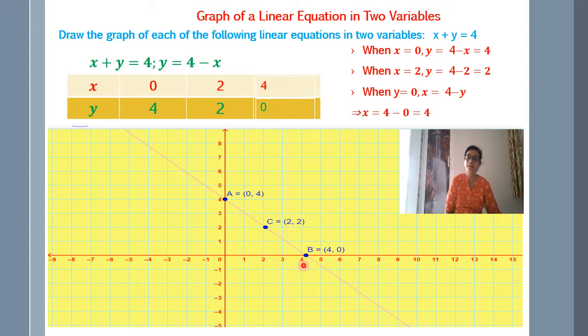Here you can write any letters for the points. It's not compulsory that you use A, B and C. You can use any letters which you wish, right? But they should be capital letters. And write the name of the equation x plus y is equal to 0 on the line, near the line.